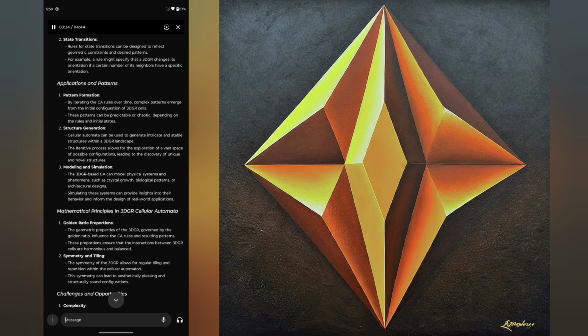Challenges and opportunities. 1. Complexity. Designing CA rules for 3DGRs can be complex due to the geometric constraints and the need for precise mathematical formulations. However, this complexity also provides opportunities for creating highly detailed and sophisticated structures.